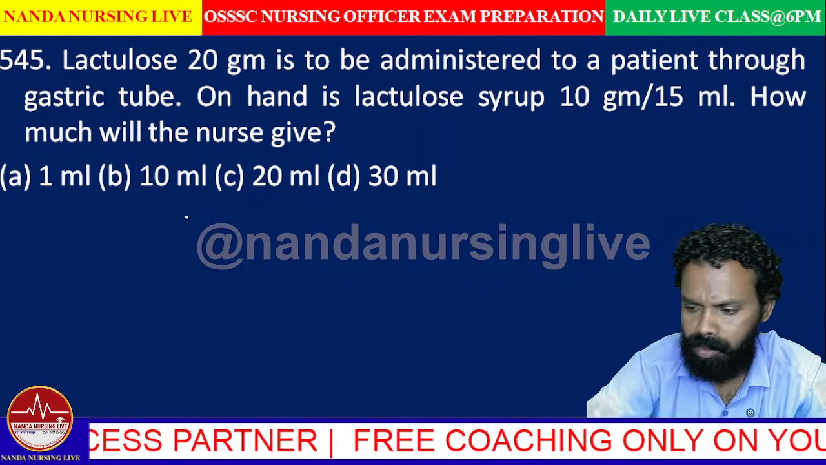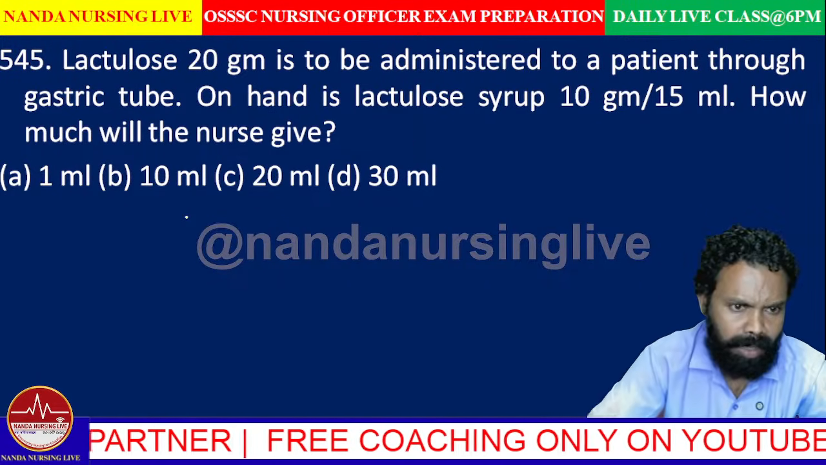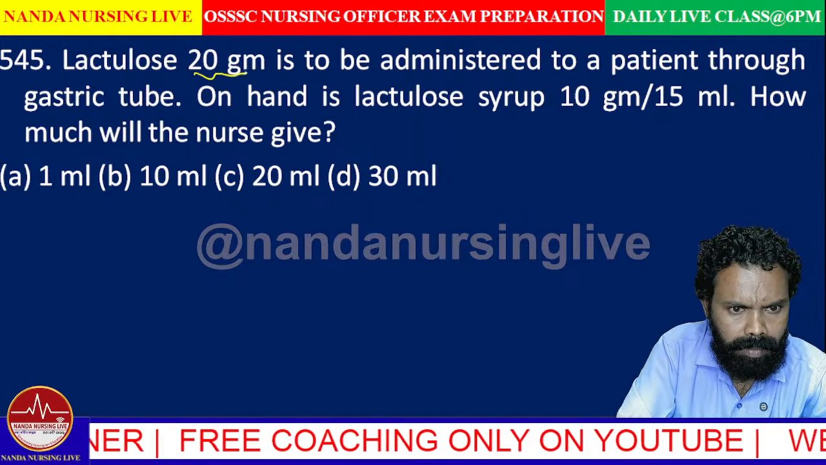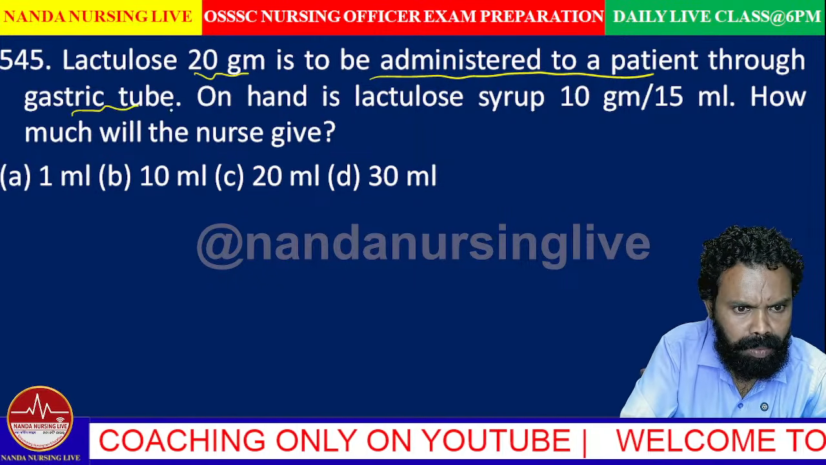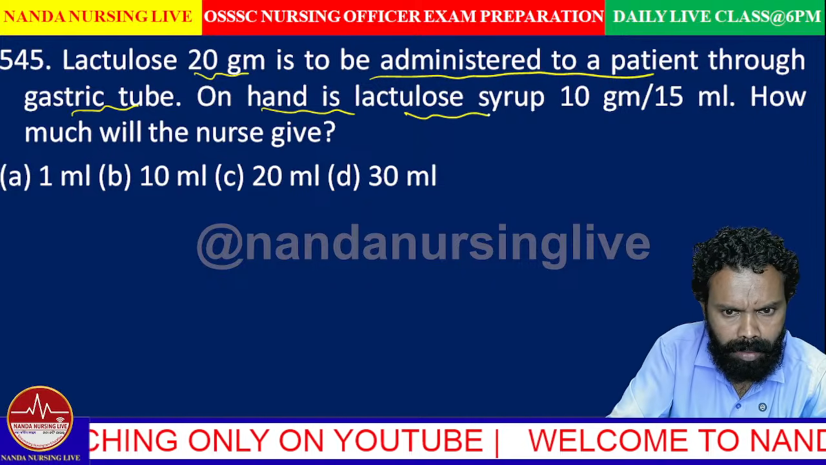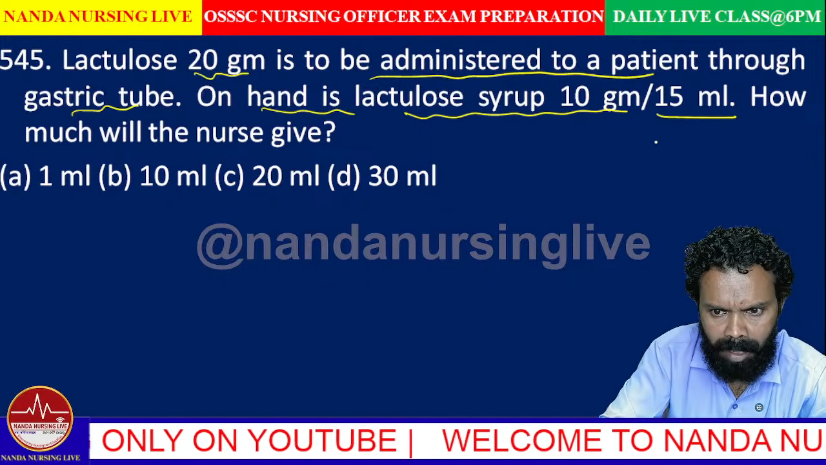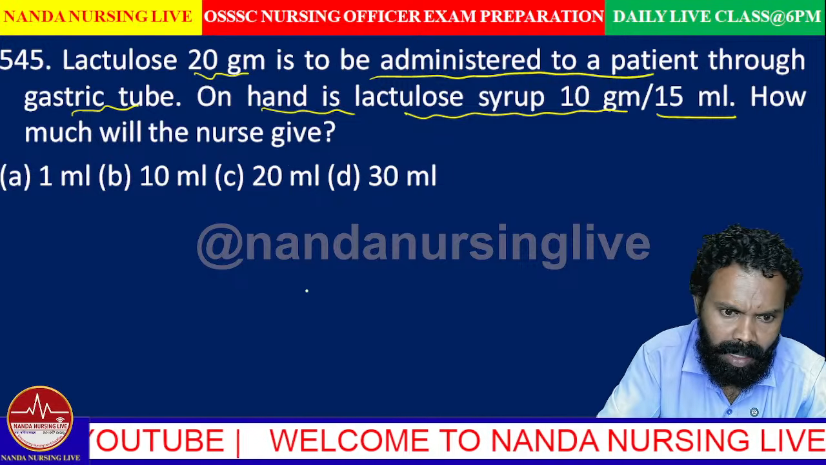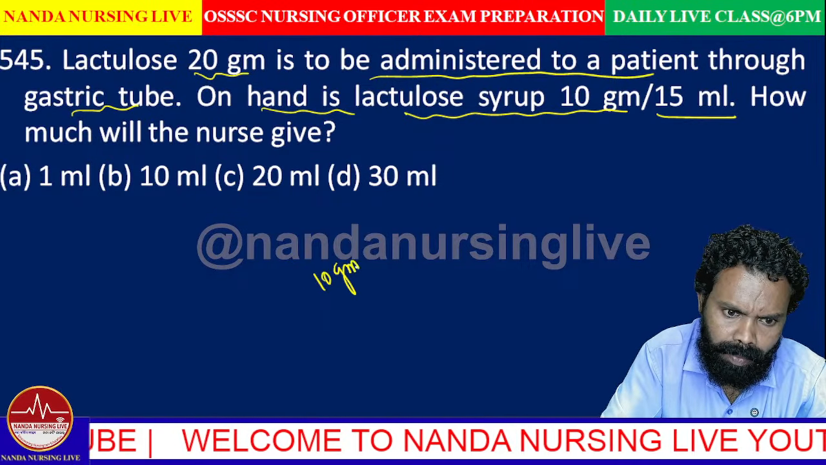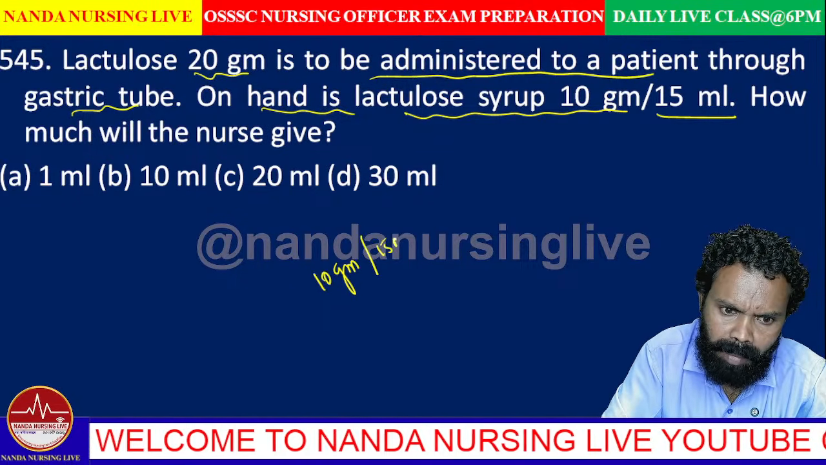Next question, question number 545. Lactulose 20 gram is to be administered to a patient through gastric tube. On hand, lactulose syrup 10 gram for 15 ml. How much will the nurse give? 10 gram per 15 ml.